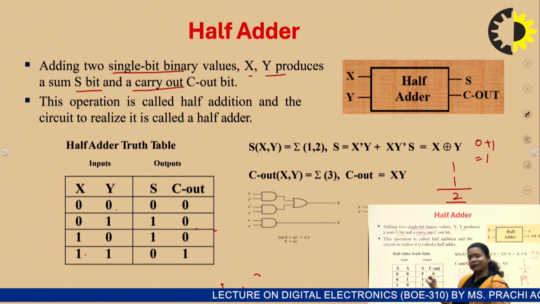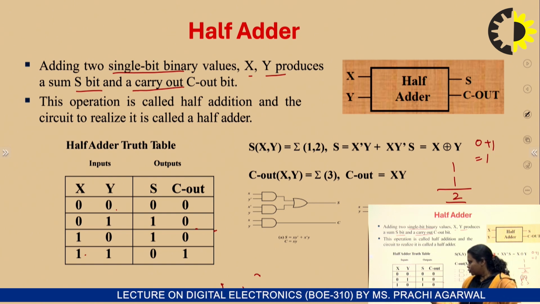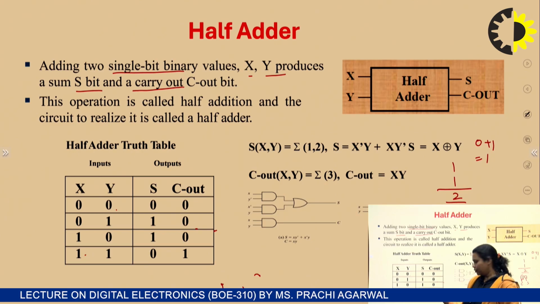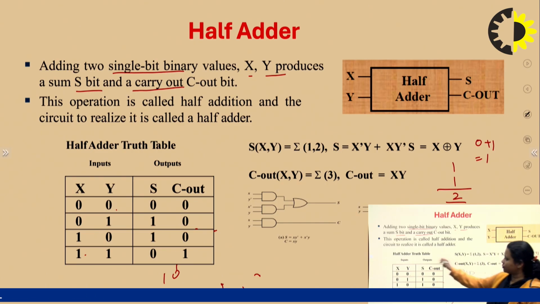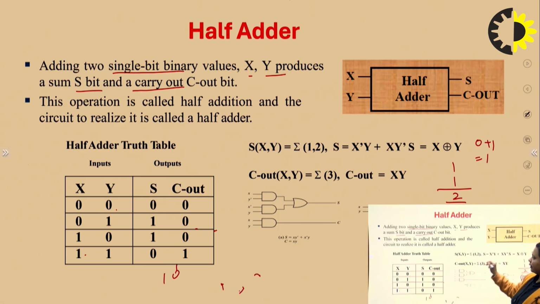1 plus 1 is basically what? It is 2. So for sum we write 0. In binary, 2 will be represented as 1 0. So for sum we write 0 and for carry we write 1. So I think this truth table is clear to you. Then accordingly we write sum.